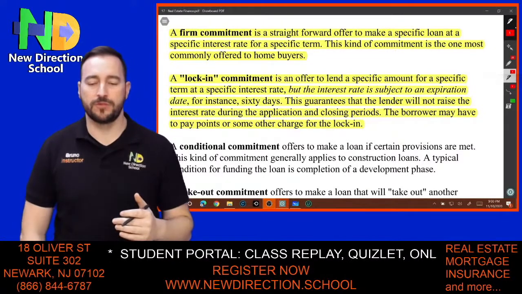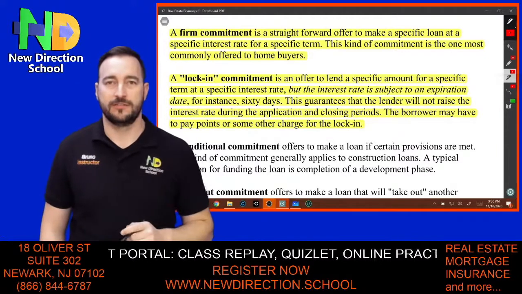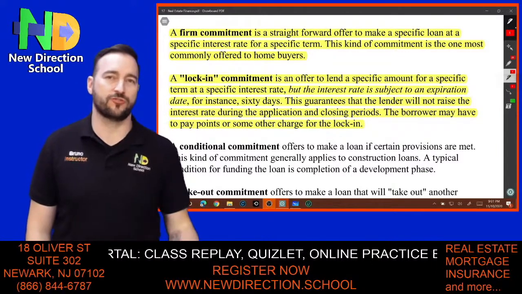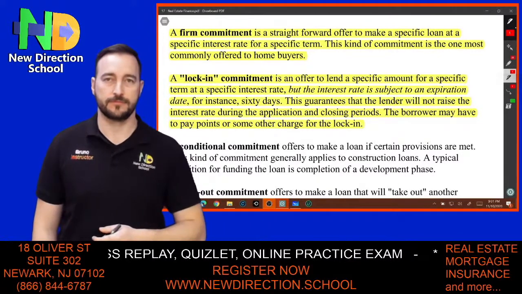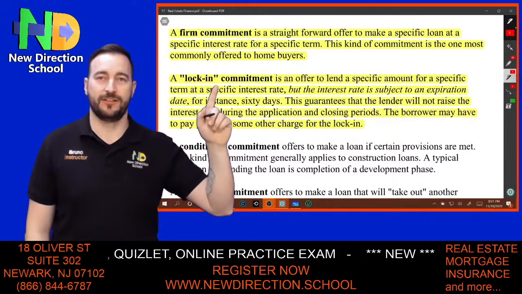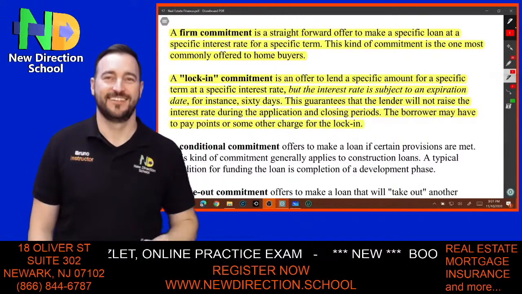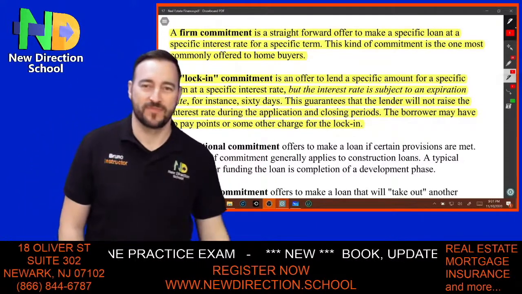So the problem with the lock-in commitment also is that you're at 3%. What if the rates drop? They dropped a little bit more. What if they drop? Can you take advantage of it? No, because you're locked in. For the good, for the bad. Right? The marriage, that's it. Locked in. Okay?